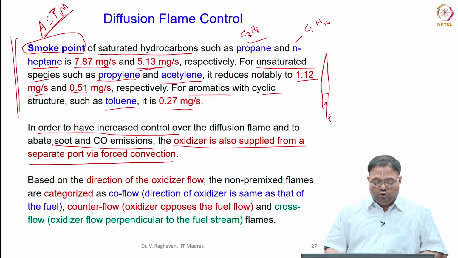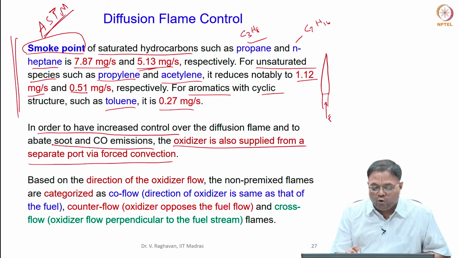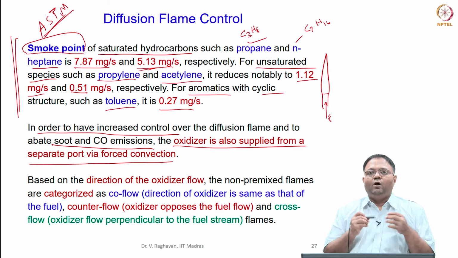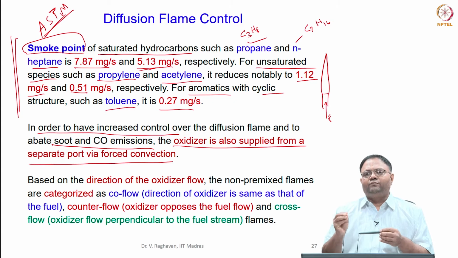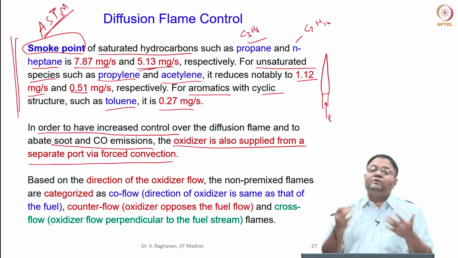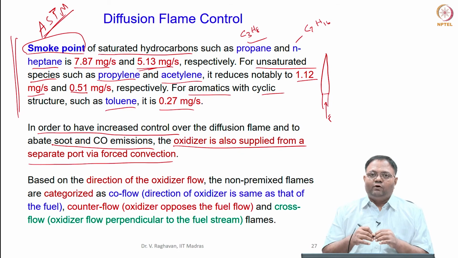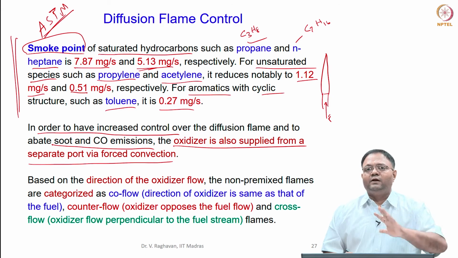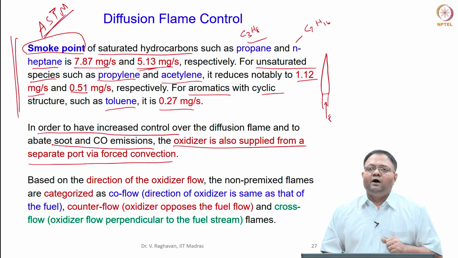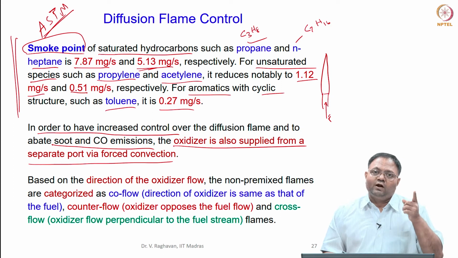So how to do this? Based upon the direction of the oxidizer flow, when I plan to supply oxygen forcefully, like in a forced convection through another port. Obviously, we cannot supply oxygen in the same port because it will become a premixed flame. Partially we can add some oxygen or oxidizer to the fuel port, that is called primary air. But please understand that fuel plus primary air is normally kept out of the flammability limits. For example, if you have only the primary air and the fuel coming out, you try to ignite it, it will not ignite unless additional air is provided. So it will not have enough oxygen to burn.